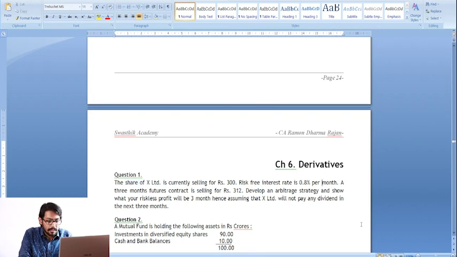Or do you sell a future? Do you sell a 3 months future? What do you sell, a share or a future? Guys, understand? Share price is rupees 300. We have not decided whether the share price is underpriced or overpriced. We have not talked about it. We are talking about the futures. Futures, which you remember, is an asset of its own. Future is an asset. And that asset is overpriced. So you have to sell futures.